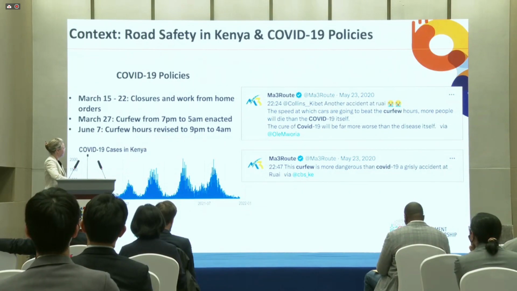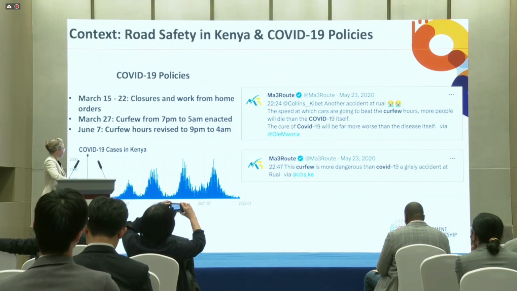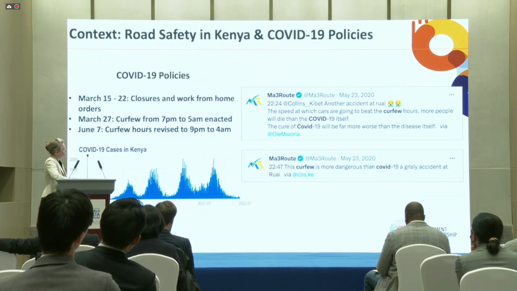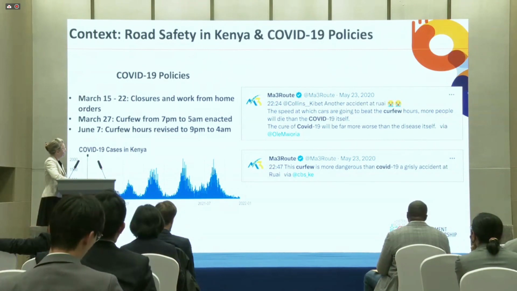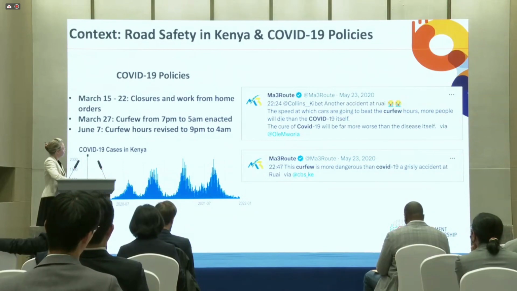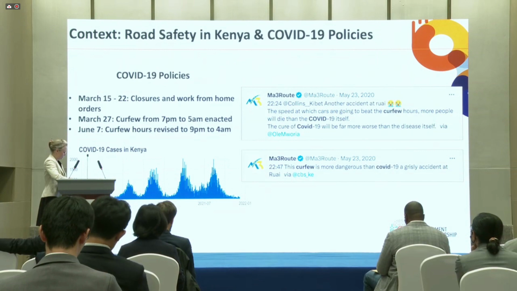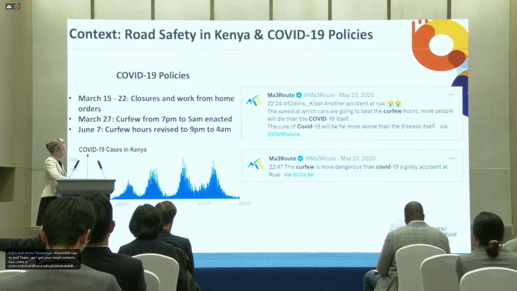So just a quick rundown of COVID-19 policies that were implemented in Kenya. Like much of the world, there were closures and work from home orders. And in Nairobi in Kenya, there was a curfew that was implemented from 7 p.m. to 7 a.m. And this was relaxed a little bit starting in June, where the curfew hours were revised to 9 p.m. and 4 a.m. So we're really going to look at this curfew, as that was one of the more stringent policies that were implemented in Kenya.